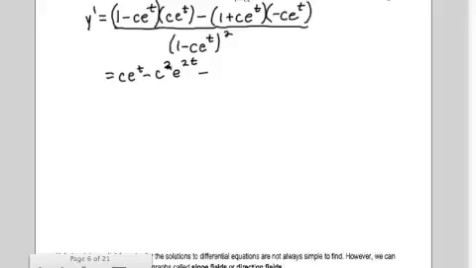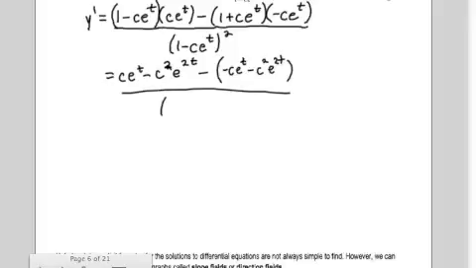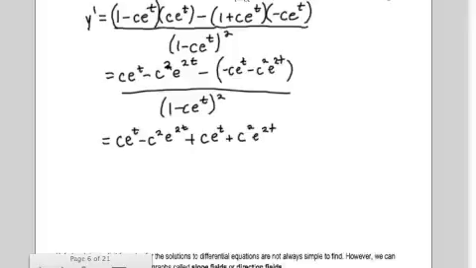Minus, I distribute my negative in. I'm going to put parentheses because this will be a little messy. So I have negative c e to the t minus c squared e to the 2t. Now distribute your negative. So I get c e to the t minus c squared e to the 2t plus c e to the t plus c squared e to the 2t. Let's see how those cancel.